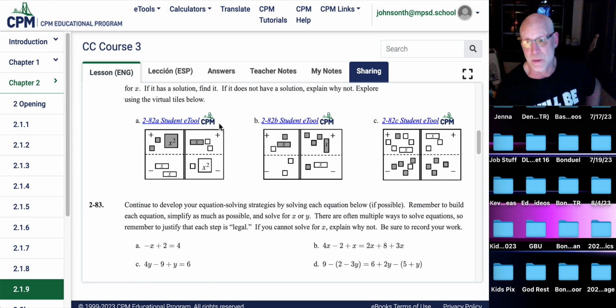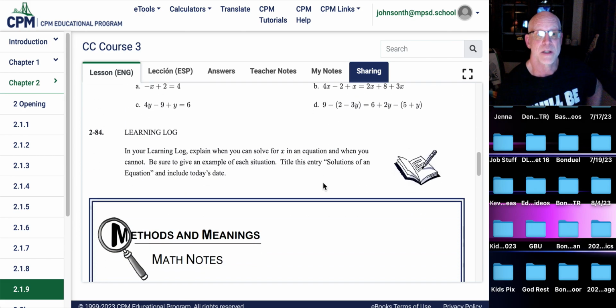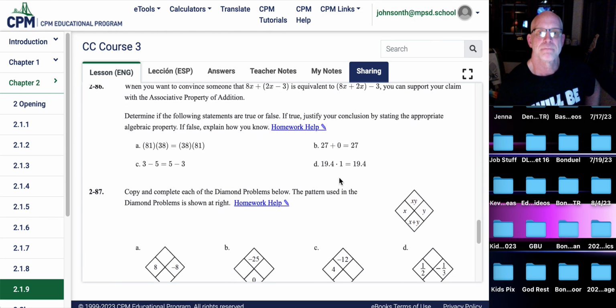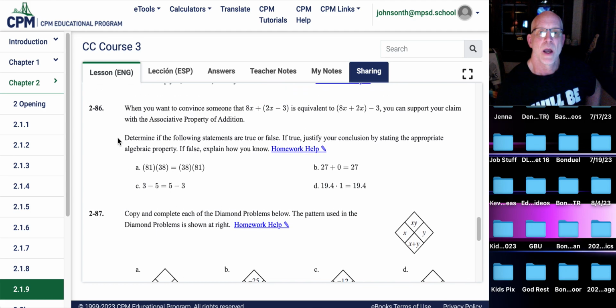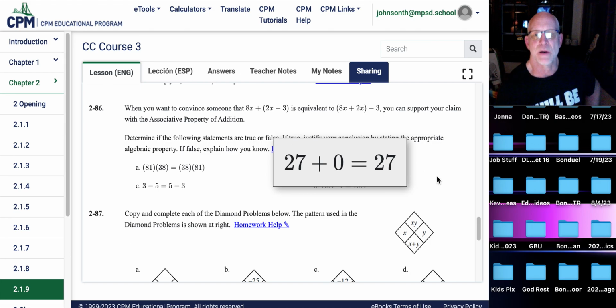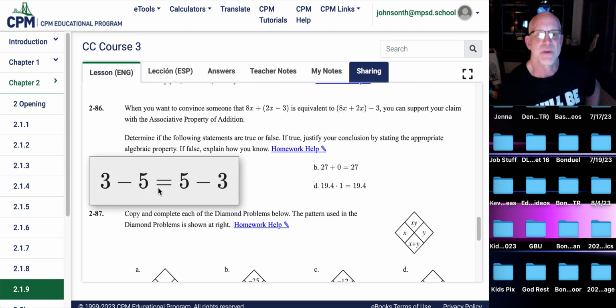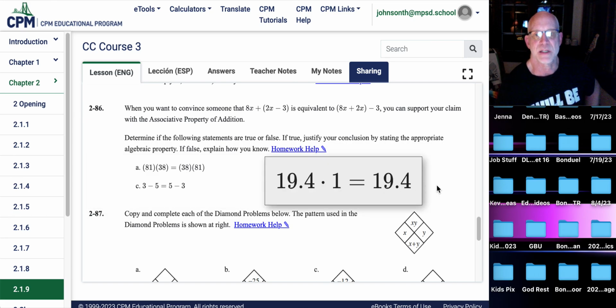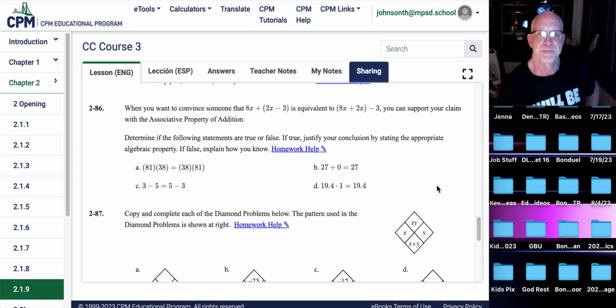Now remember, on these, not all of these have a solution. Okay, 286 looks like this. Determine if the following statements are true or false. If true, justify your conclusion by stating the appropriate algebraic property. If false, explain how you know. Homework help. Is 81 times 38 the same as 38 times 81? Is 27 plus 0 the same as 27? Is 3 minus 5 the same as 5 minus 3? And is 19.4 times 1 the same as 19.4?